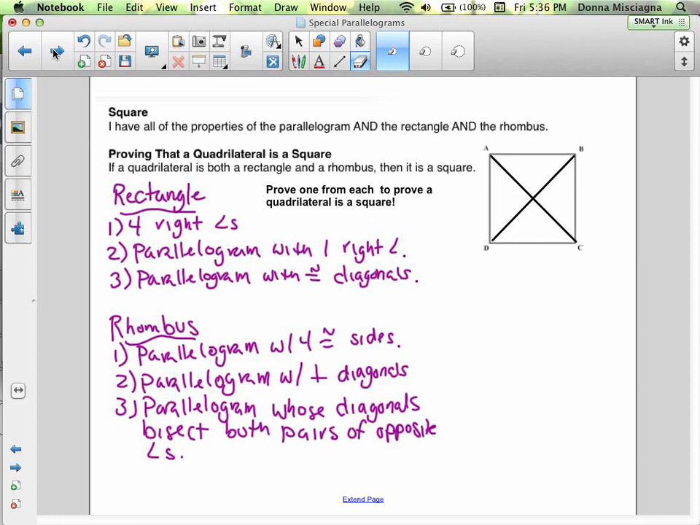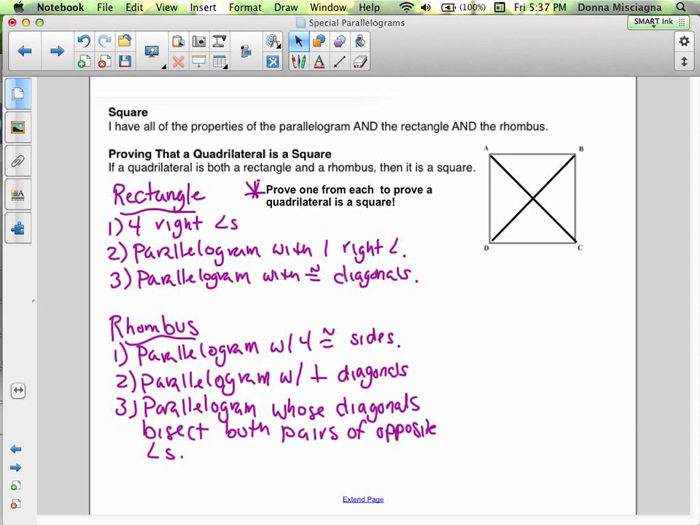So now, I want you to add the purple to your notes here. You have to prove one from each of the columns there, one from rectangle and one from rhombus, to prove a quadrilateral is a square. It's not enough to prove it has 4 right angles. Right? That's just proving it's a rectangle. And it's not just enough to prove it has congruent diagonals. That's just a rectangle. So you have to prove one thing from the rectangle and one thing from the rhombus.